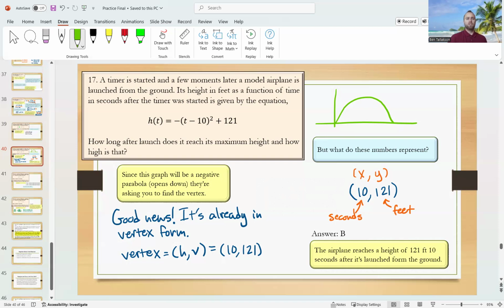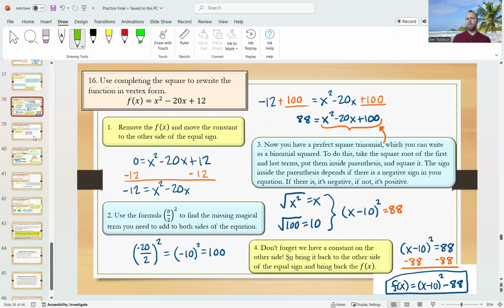Okay. So what do we do with that? Well, they want to know how long after does it reach its maximum height? Well, maximum height here would be the vertex, wouldn't it? How do we find the vertex? This looks oddly familiar. Doesn't it look a lot like what we just did right here?